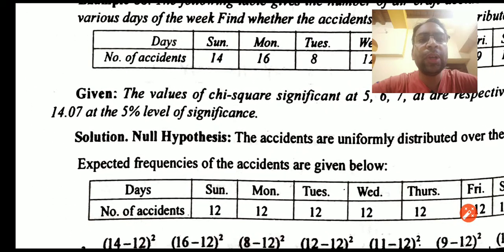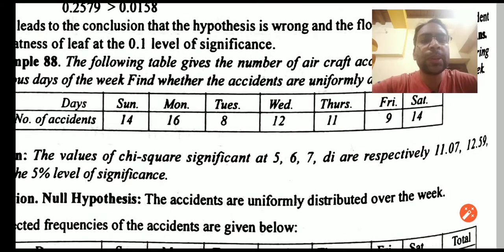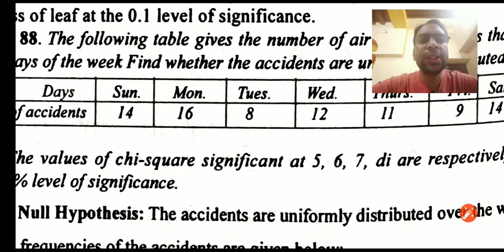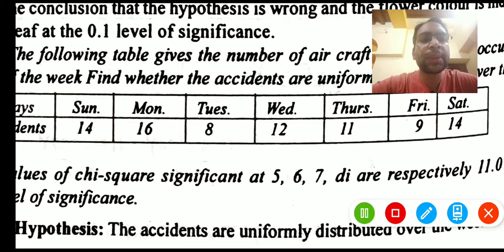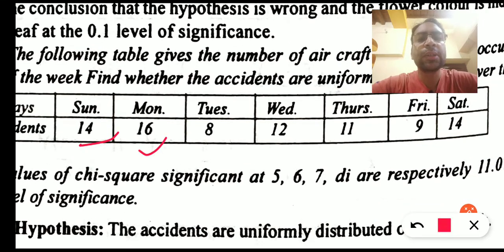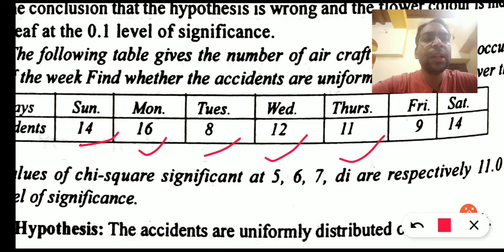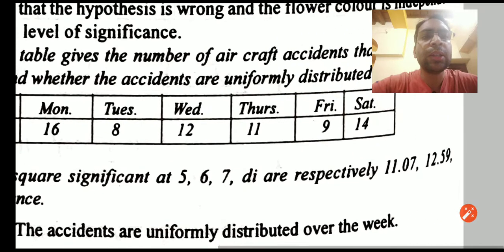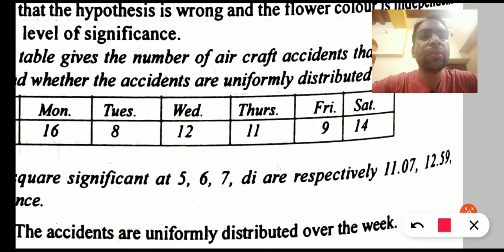let's discuss how we have calculated this 12. If we sum all these values, 14, 16, 8, 12, 11, 9 and 14, and divide by the number of days, that is 7, we have the value 12. Because it is a uniform distribution, as we see in the question, we will keep the number of accidents the same on all the days.